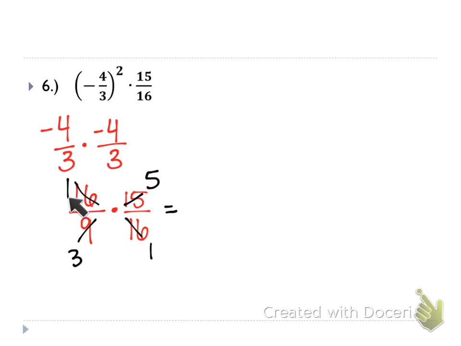So now, across the top, we have 1 times 5. 5 over 3 times 1. Can that reduce more? No. Do not worry about putting these into mixed numbers. Just leave them as improper fractions.